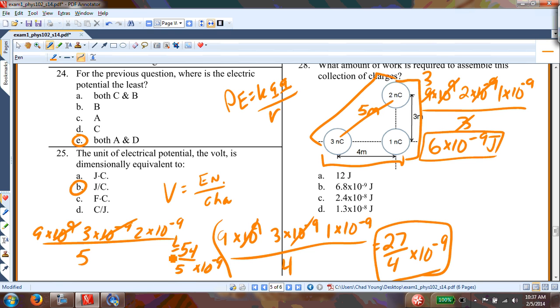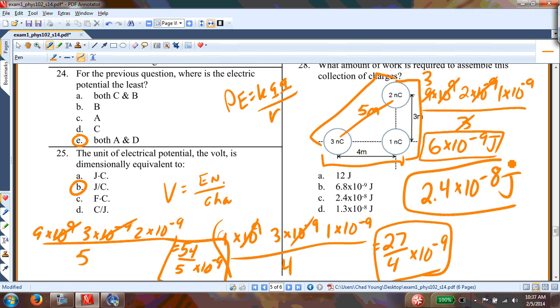And then I add these 3 terms up. You might have it in decimal form, if that's fine, but I'm going to do it in fractional form. I get 24 times 10 to the minus 9, which is 2.4 times 10 to the minus 8 joules. So that's the amount of energy that is held within those charges. So that is C for number 28.